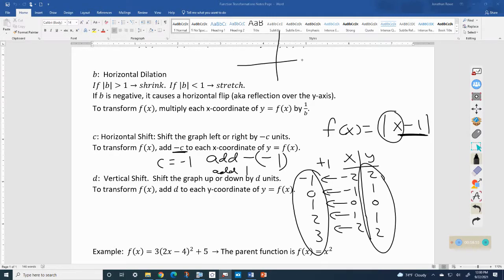So if I graph that: negative 1, 2; 0, 1; 1, 0; 2, 1; and 3, 2. This is just my normal absolute value function shifted to the right by 1. Everybody good with that?